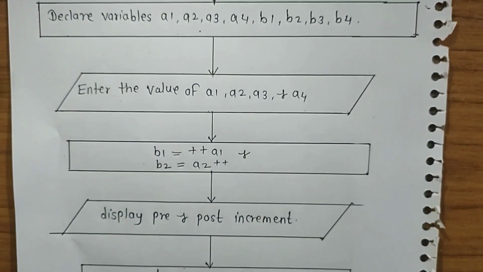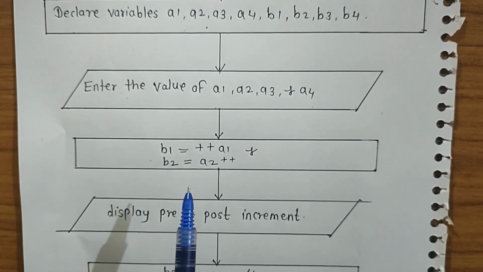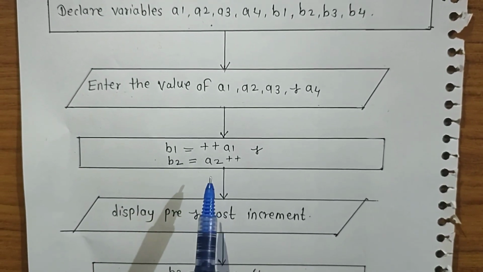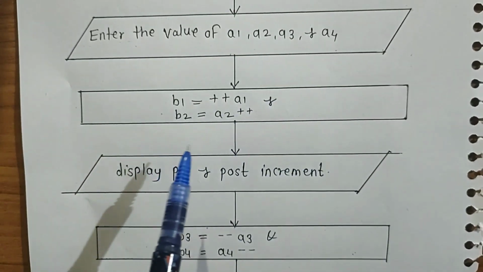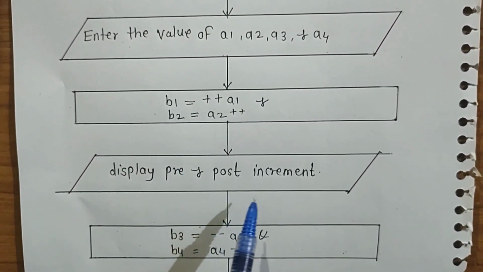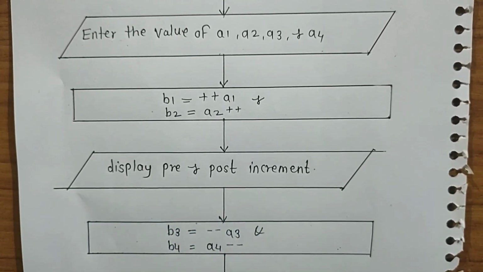Then here we perform a calculation of pre and post increment, so it is written in the processing box. Then display pre and post increment, it is the output, so it is written in the output box.